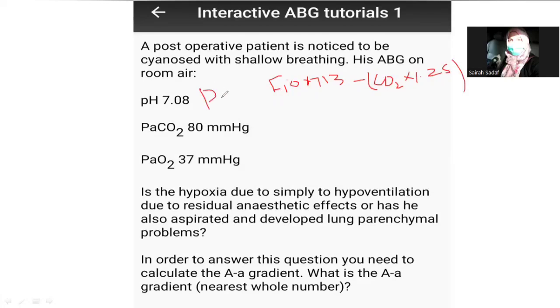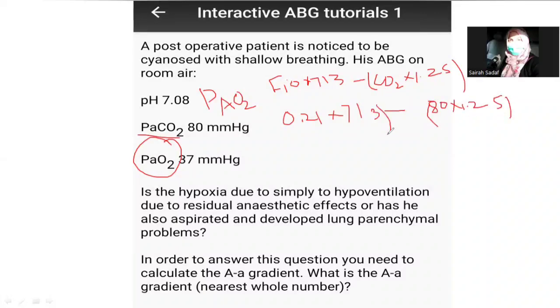First, you have to calculate PAO2, and they have given the value of the small a PaO2 here. This is PCO2. Now put in all the values. The patient is on room air, so he will have 0.21 FiO2 multiplied by 713, and the other is 80 multiplied by 1.25. Now come on everyone, wake up, be active and do the drill.